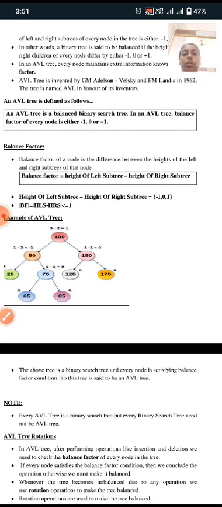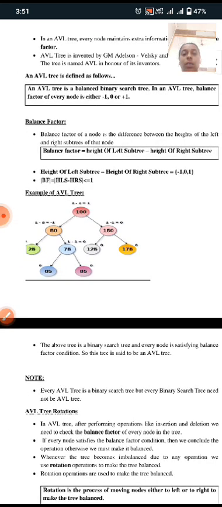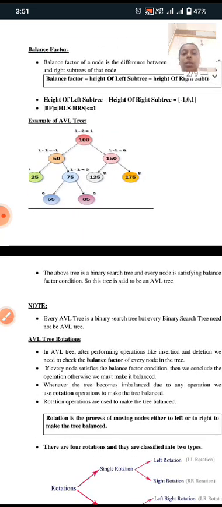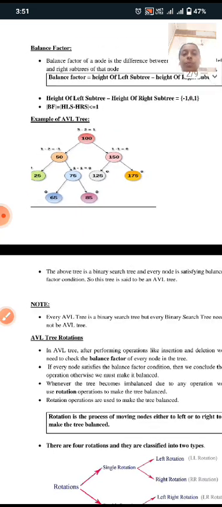This is the definition for the balancing factor. How to find the balancing factor of each node? It is the height of the left subtree minus the height of the right subtree, and the value is -1, 0 or 1. If it is -1, 0 or 1, that tree is balanced. Otherwise, the tree is imbalanced. This is an example of an AVL tree.